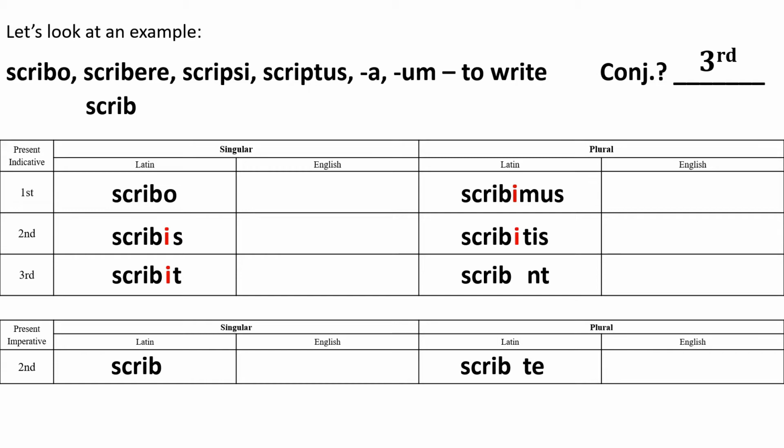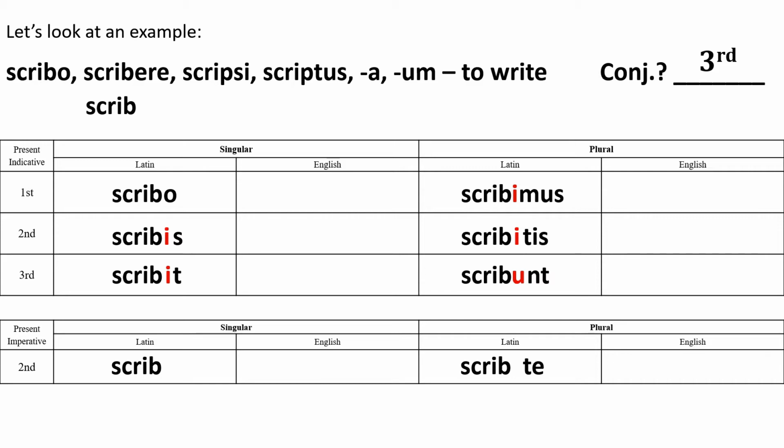Oh, but wait. We said before that i and nt don't get along. They're always getting into a fight, and we have to keep the peace. Well, on fourth conjugation, we added a u in between, but here, the i is too weak to stay there. Instead, we're just going to add a u, and get scribunt.